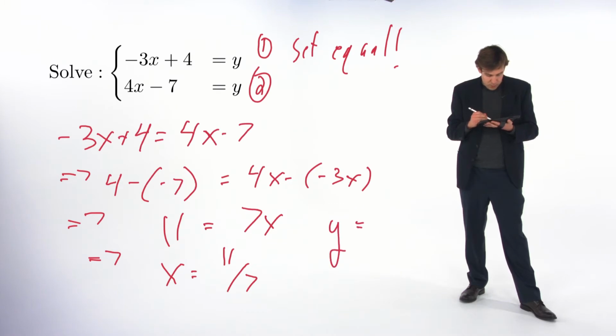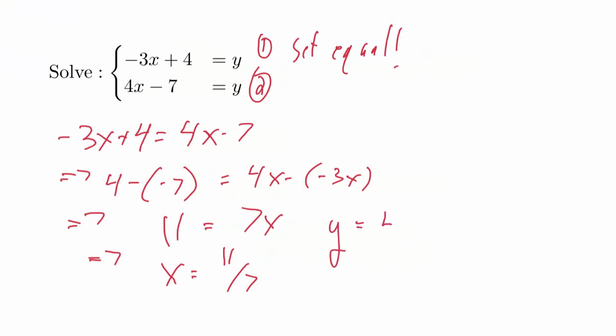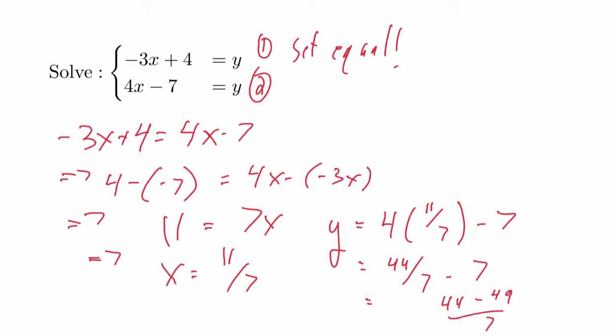So I know y is equal to, say, 4 times 11 over 7 minus 7. So 44 over 7 minus 7, and I suppose we could get a common denominator here. 44 minus 49 over 7. So this is like minus 5 over 7.